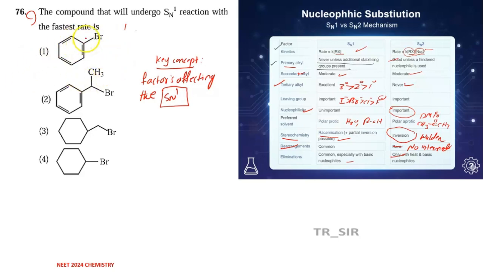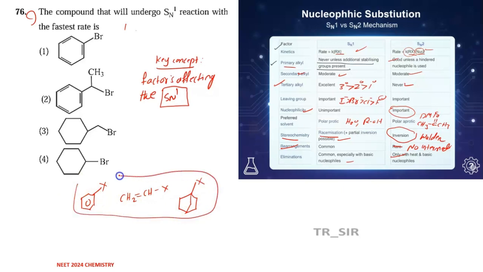Now see here. SN1 reaction will not take place in three cases: halobenzene, vinylic halide with a double bond, and bridgehead carbon. In these three cases, neither SN1 nor SN2 will take place.